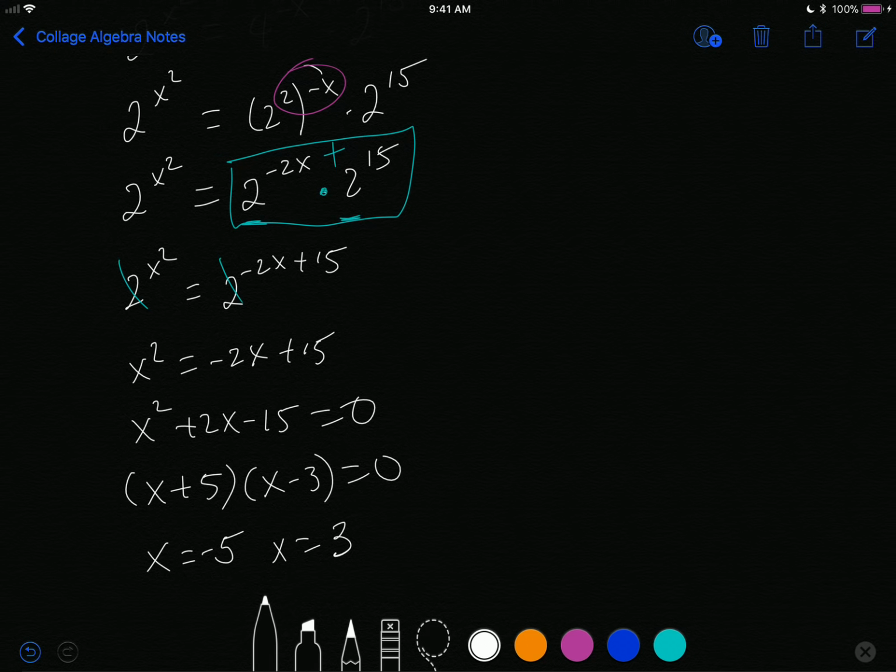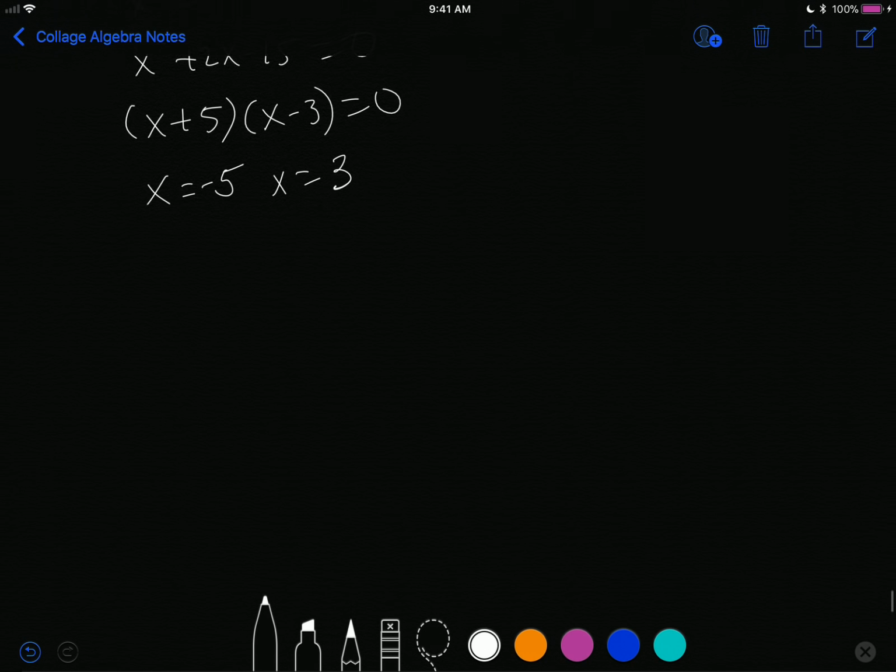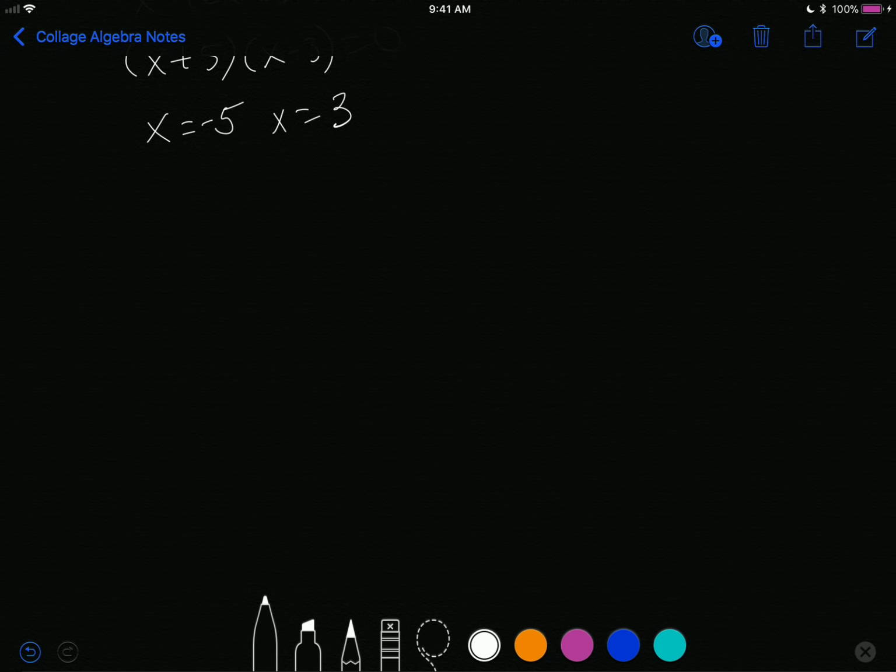All right. The last concept that we have to tackle when looking at solving equations is when we have fractional powers.